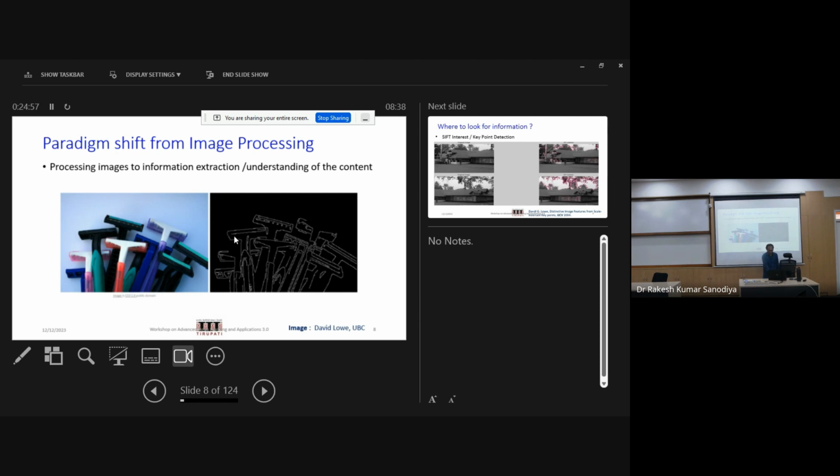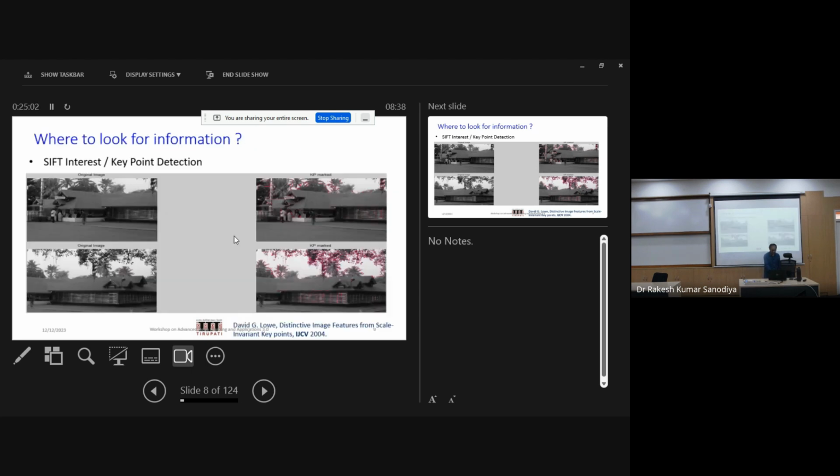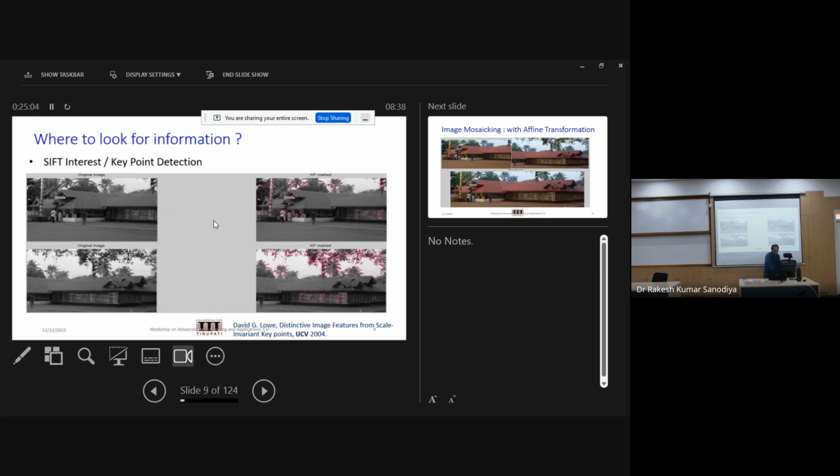One of the very celebrated methods is the scale invariant feature transform, which gives the key points at different scales, and that is applied here. As you can see, it finds different key points in an image, and around these key points we want to capture information and do something. Here what we want to do is make a panoramic view.